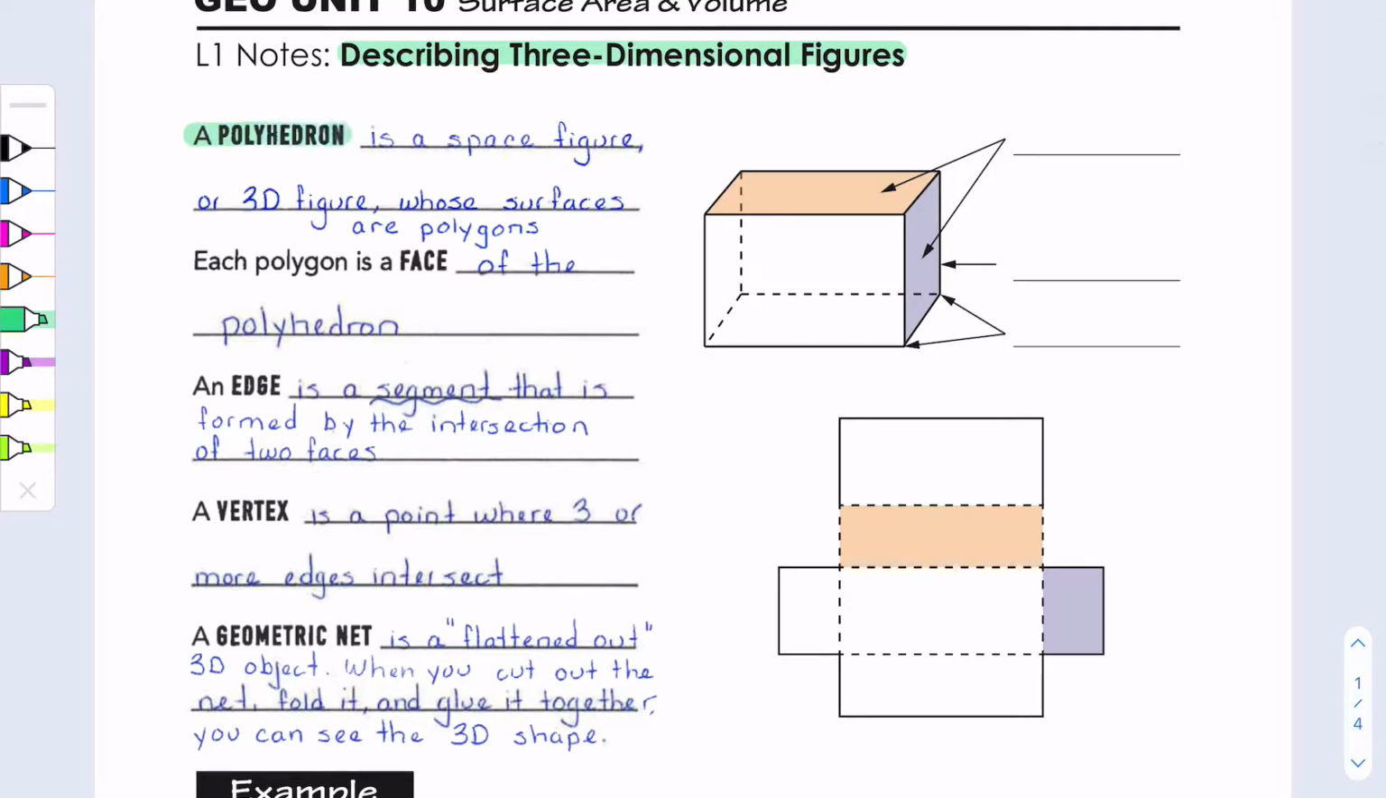So looking at a polyhedron. A polyhedron is a space figure or a 3D figure whose surfaces are polygons. So this model here is a polyhedron. All surfaces are polygons. Polygons are figures that have sides. So a square, a rectangle, a triangle, something like that.